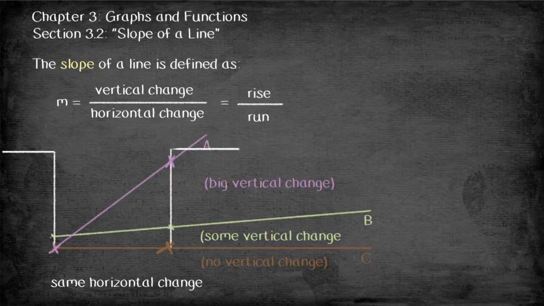And vertical change is the numerator of this fraction for slope. The horizontal change was kept completely the same. The only thing that's changing here is the vertical amount. That gives us some way of ordering the slopes according to the formula.